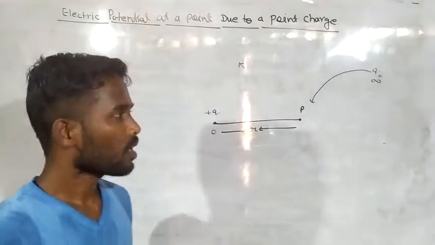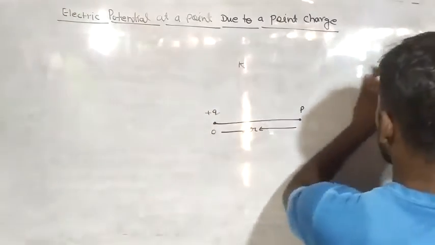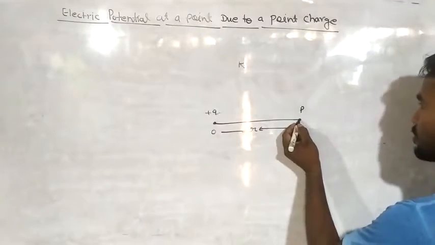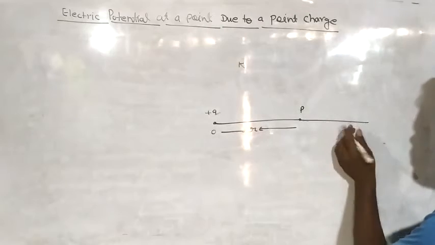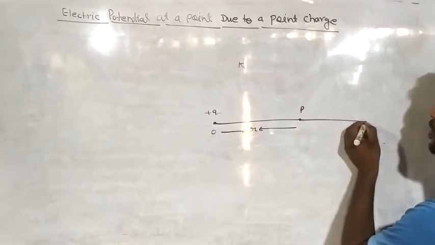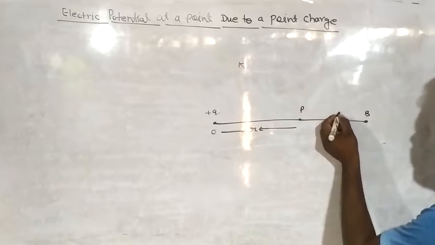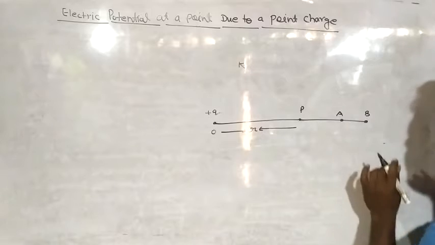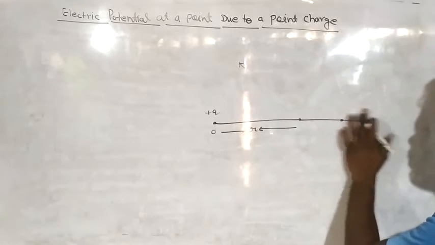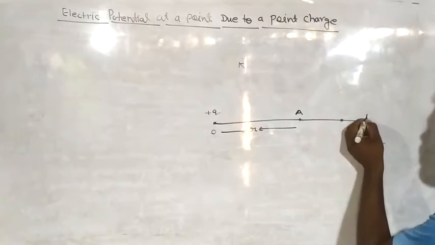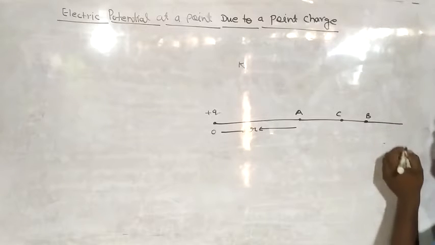For the calculation of this work done, we will consider another point which lies on this line. Consider point A, in the similar manner point B and point C. Now we have considered these things.